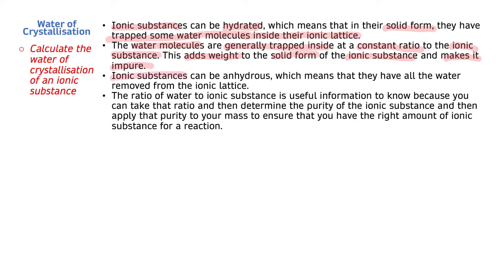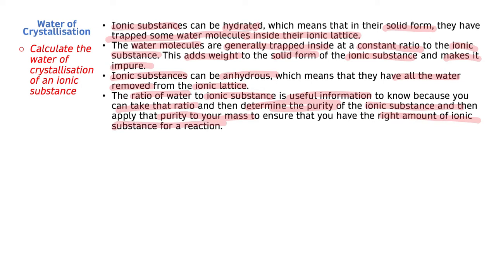However, the ionic substance can be anhydrous, which means there's no water. So there's hydrated and anhydrous, meaning that they have all the water removed from the ionic lattice. The ratio of water to ionic substance is useful information because you can take that ratio and determine the purity of the inorganic substances. You can also apply that purity to your mass to ensure that you have the right amount of substance for each reaction. Okay, so let's go through the ideas there.